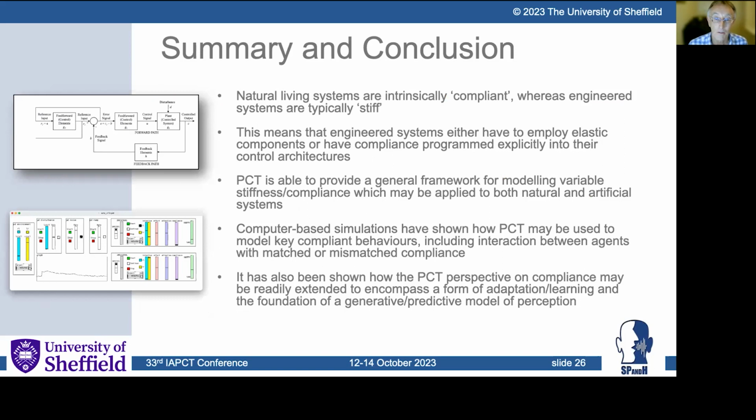Basically, the main points were natural living systems are intrinsically compliant, but engineering systems are typically stiff. So that means that for engineered systems, we've got to do something explicitly to make sure that they exhibit some form of compliance. PCT is a very good way of thinking about all this, but it offers us these two views of compliance, which is rather nice.